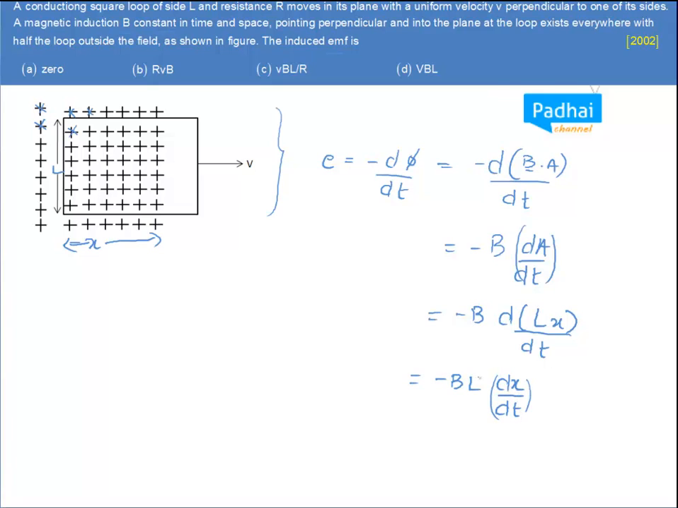dx by dt is the rate of change of this distance. If the loop is moving outwards, x will decrease with time. So dx by dt is v, and this is decreasing with time, so there will be a negative. That means B L v. This is the induced EMF, which is a very basic question. So we can easily tell you that the answer is D.